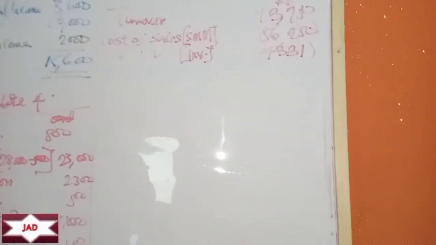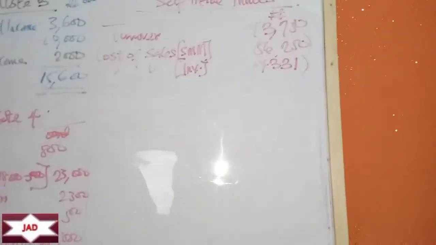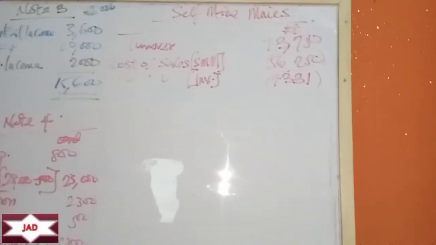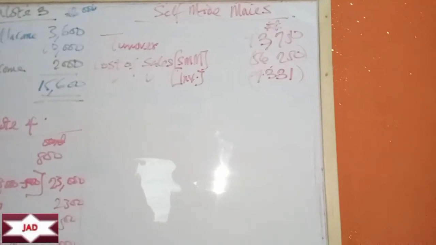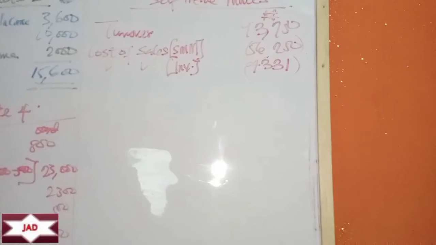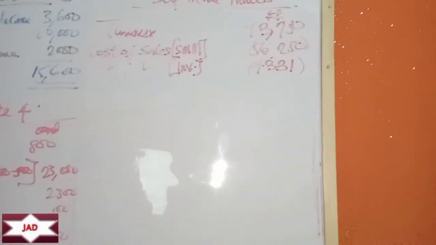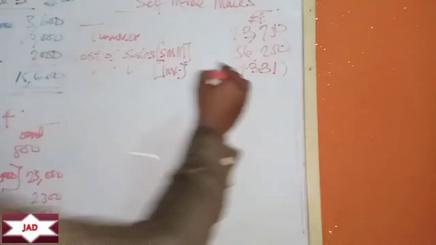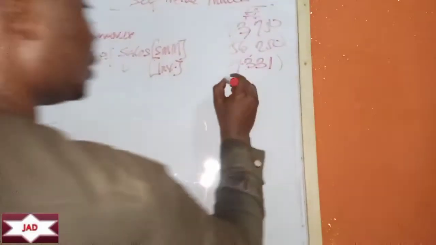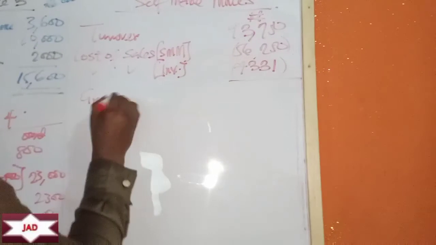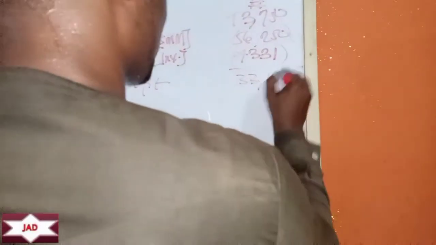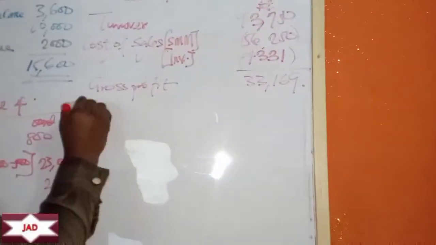So if you take this out, what do you have? You have 93,750 minus 56,250. Okay, then minus 4,331. So that means that gross profit is 33,169.